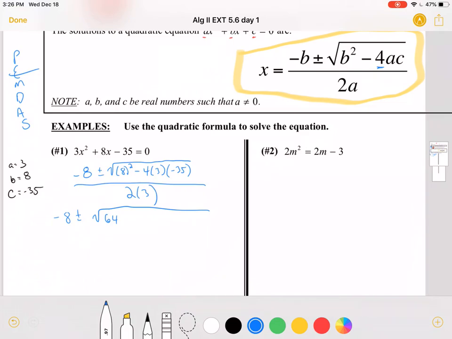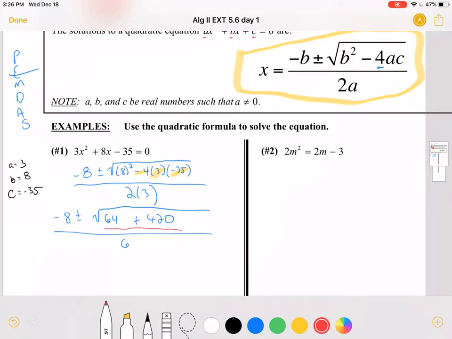Okay, now that you have a calculator, you're going to type in negative 4 times 3 times negative 35. Now, you need to include the sign as well, because if you don't include the signs, you'd get a minus 420. However, we have a negative times a negative 4 times a negative 35. Negative 4 times negative 35, and then you multiply that by 3, and you should get plus 420 all over 2 times 3 is 6.